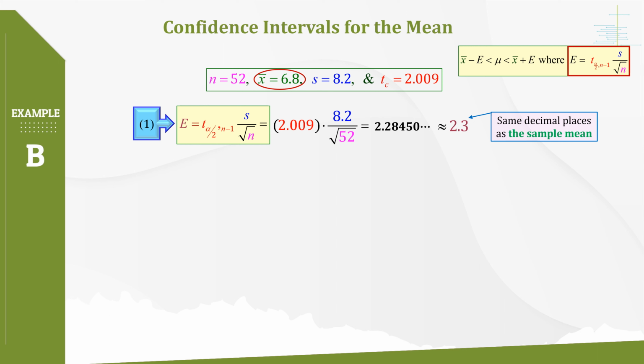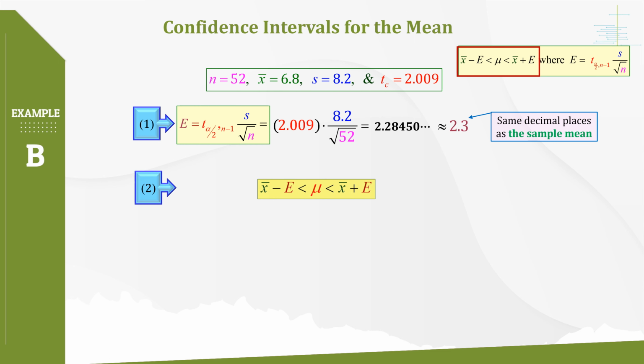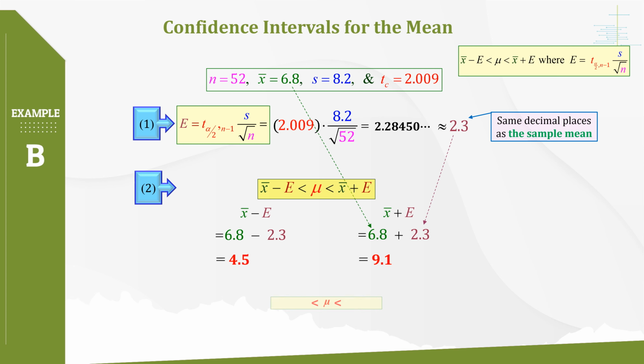Once we have the value for the margin of error, we use the interval formula. For the lower limit value, calculate x bar minus the margin of error we just found. Similarly, calculate x bar plus the margin of error to get the upper limit value. The lower limit is 4.5 and the upper limit is 9.1 as calculated. Then simply place the lower value on the left and the upper value on the right of inequality notations. Please do not forget to place mu in the center of inequalities.